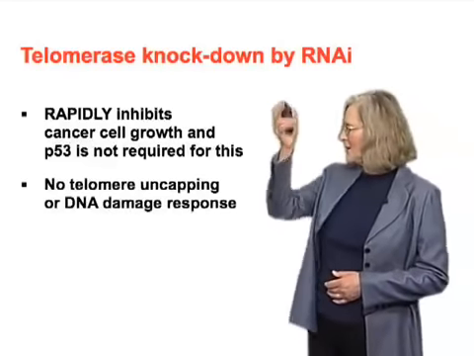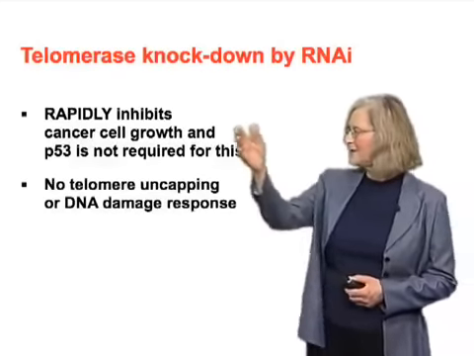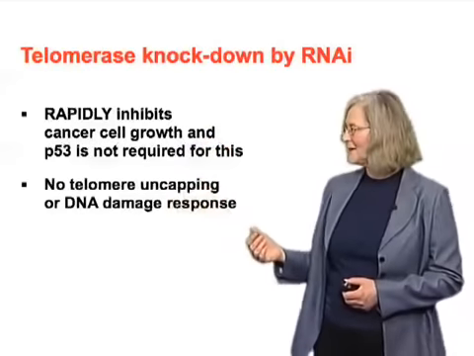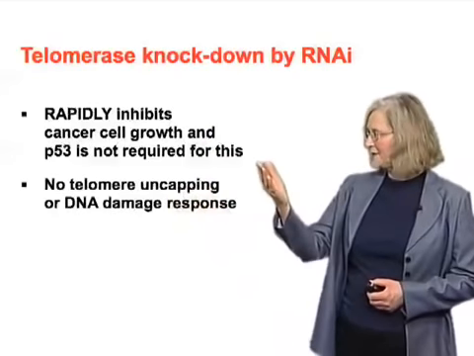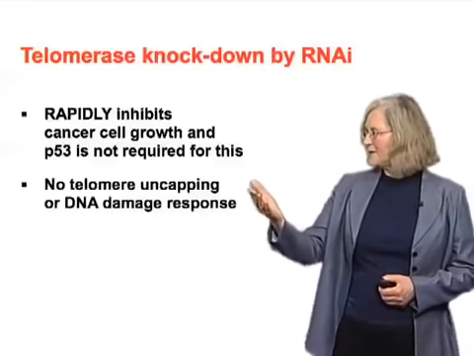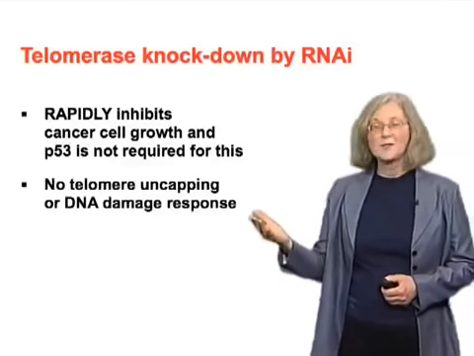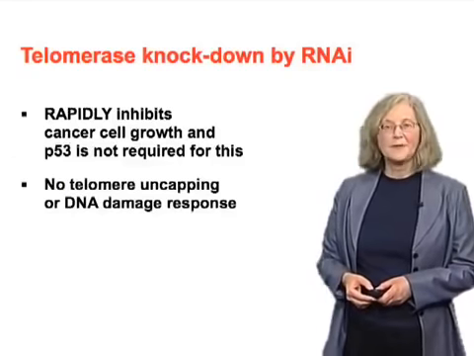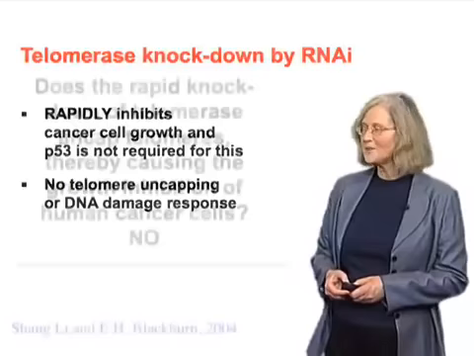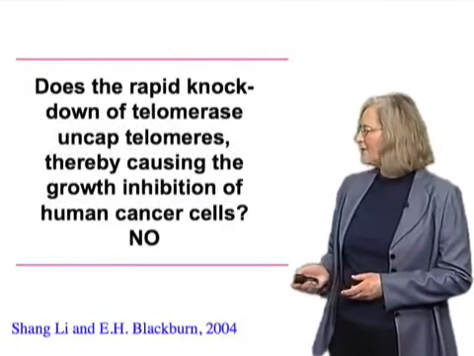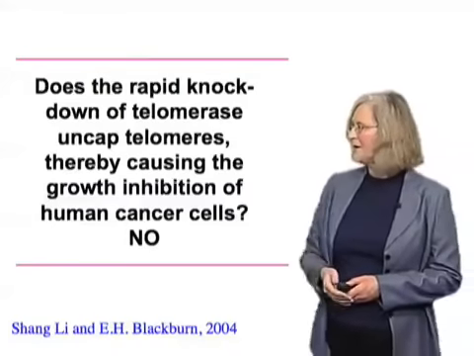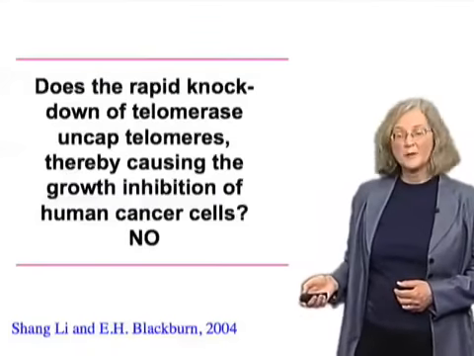So we see when we knock telomerase RNA down, we rapidly see an inhibition of cancer cell growth. These are cells that normally have very high telomerase. p53 is not required for this, suggesting it's not a classic DNA damage response. And the telomeres, as far as we can see, are not uncapped, and there's no DNA damage response. Indeed, the telomeres hadn't had time to shorten perceptibly at all during this short time frame. So the rapid knockdown doesn't uncap the telomeres. That's not the cause of the growth inhibition of these human cancer cells.